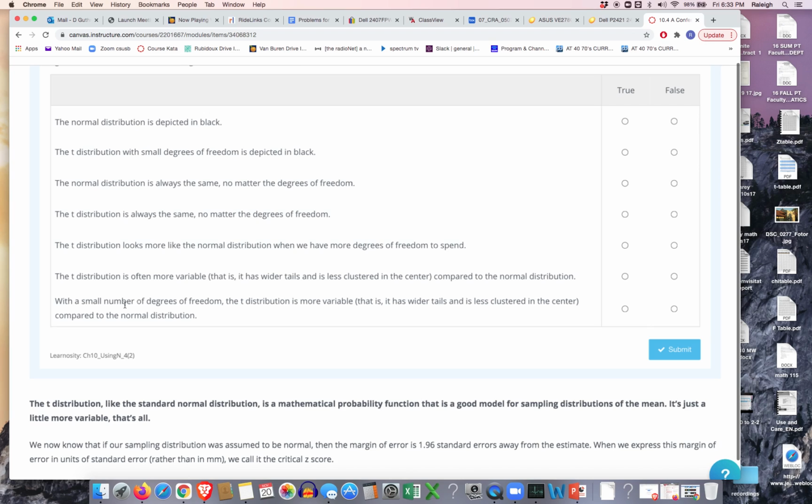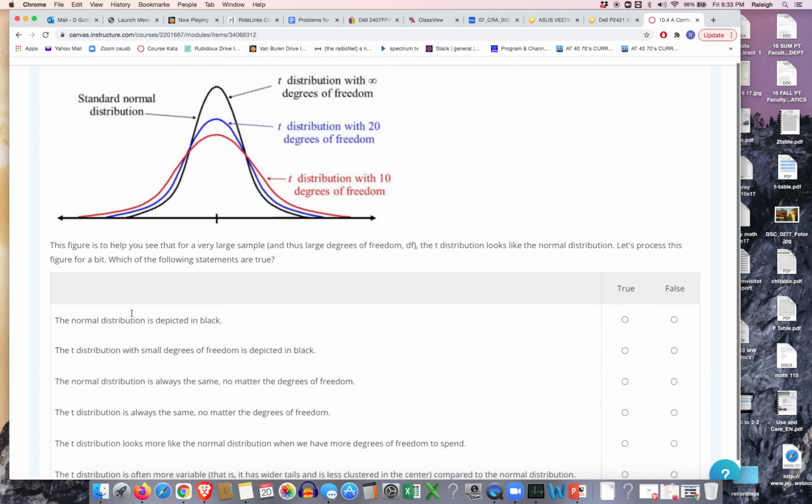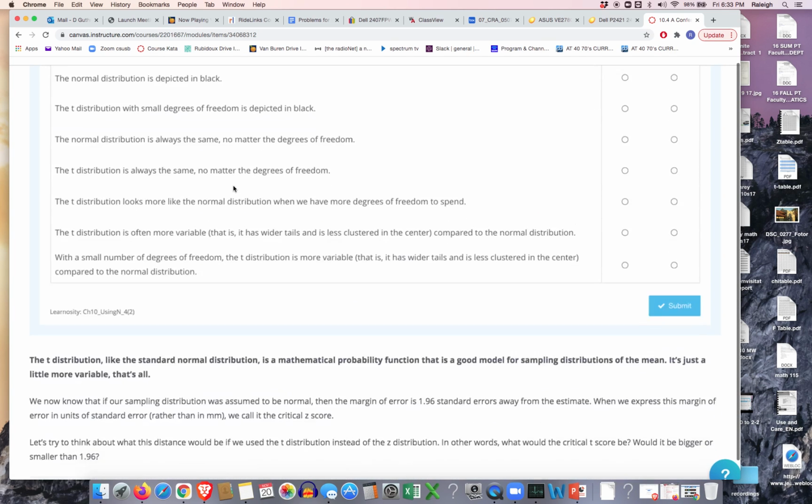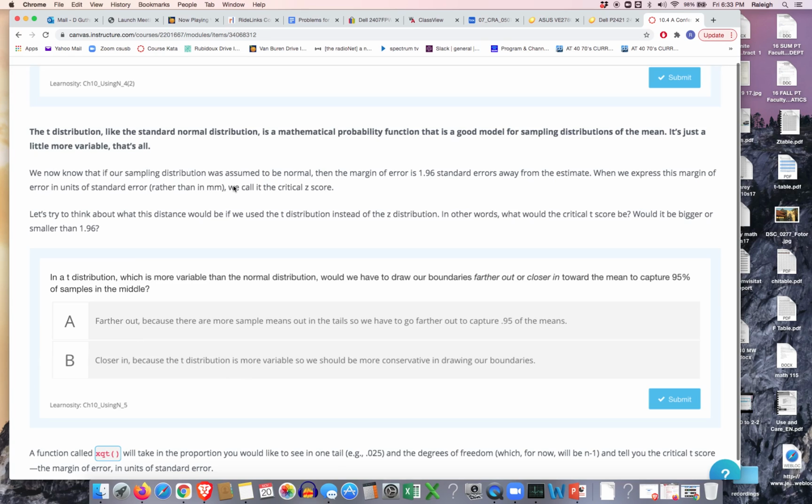Okay, last one. With a small number of degrees of freedom, that is small n, the t-distribution is more variable, wider tails, less clustered in the center. Yes, that's the red curve, absolutely. So lots of truths on that one. The t-distribution, like the z, or standard normal distribution, is a mathematical probability function that is a good model for sampling distributions of the mean. It's just more variable, that's all.